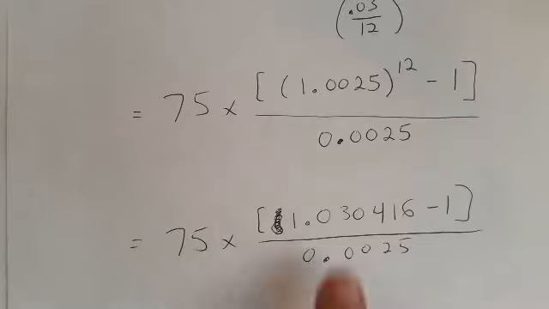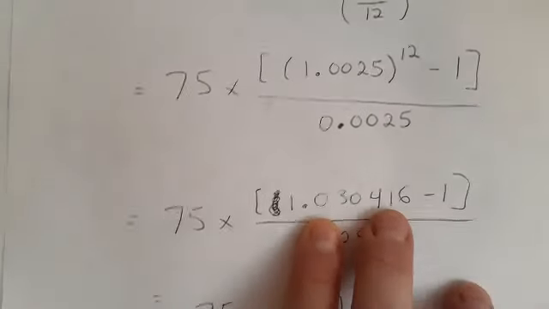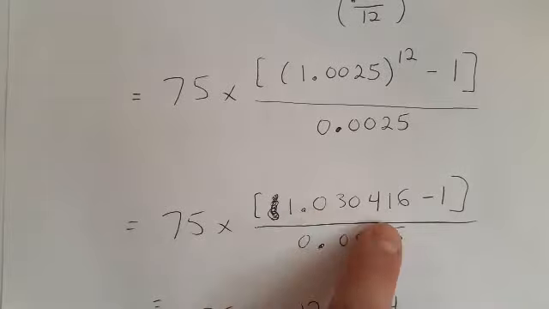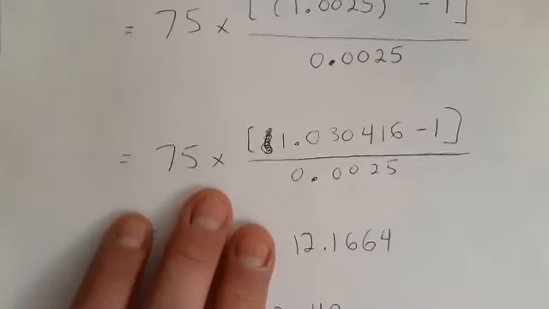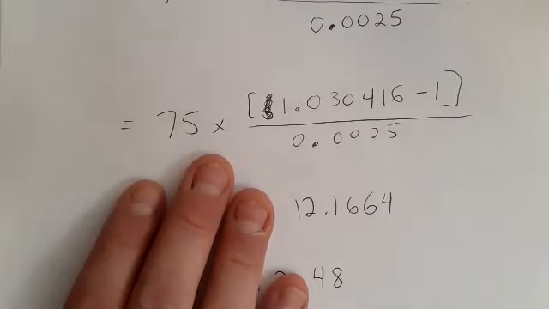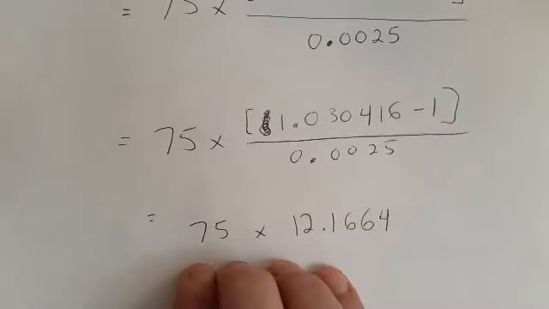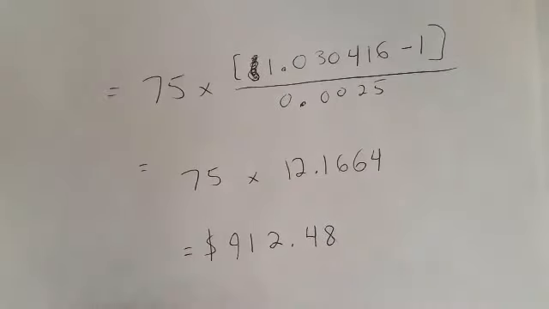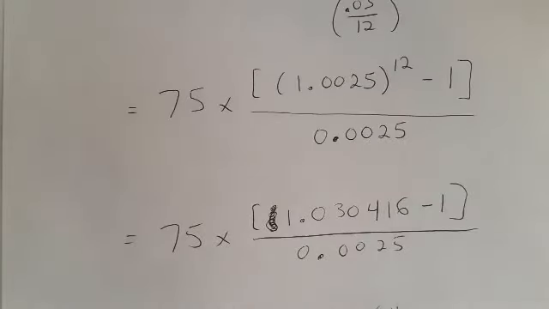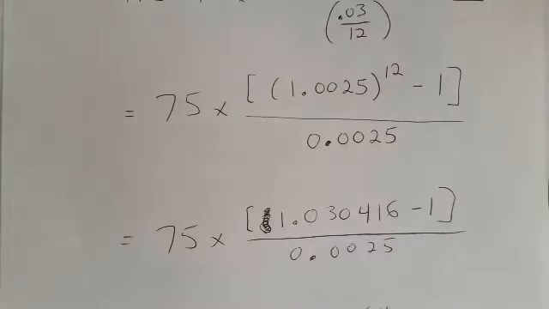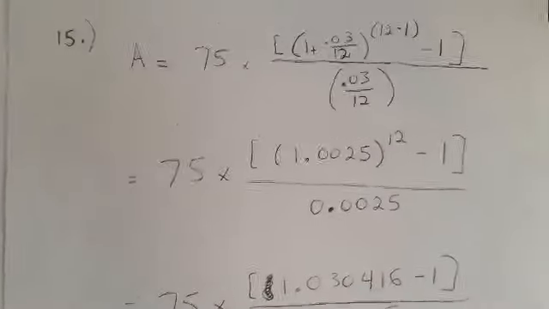And so if we subtract 1 from this number, I believe we have 0.030416. And if we divide that, I believe we should get 12.1664. And then the last thing we have to do is multiply that, and I'm getting something around 91248. So I want to look at this, probably if I can zoom out a little bit. Do we have to do all that, or can we just do it from the 75 from the second deal?